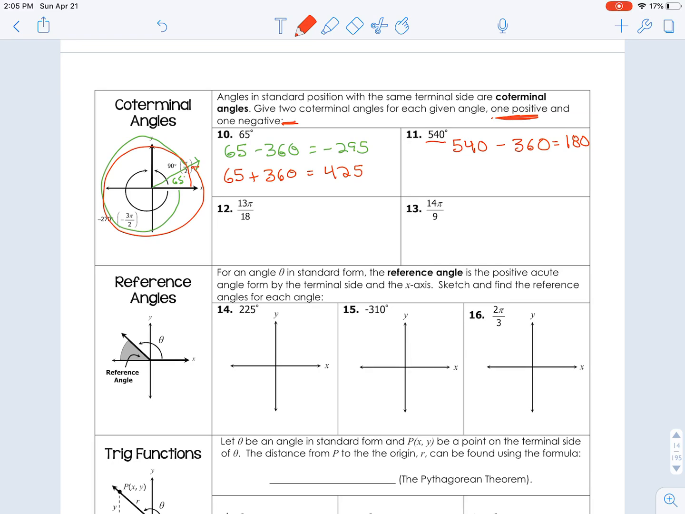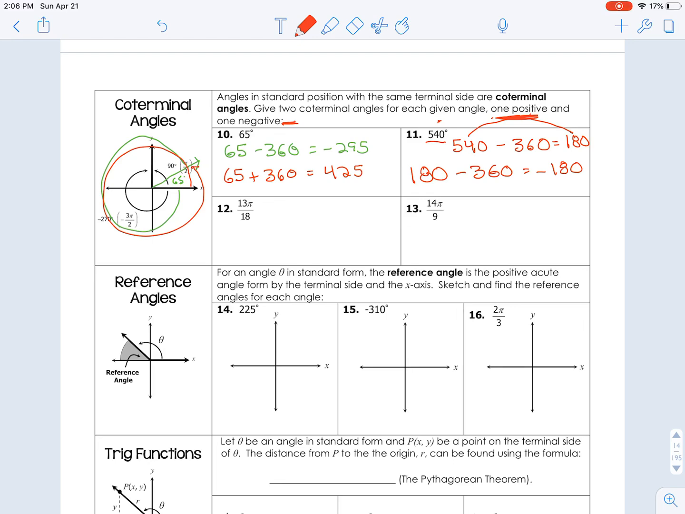So in order to get my negative one, knowing that these two are the same, what do you think I'm going to do? Well, I'm going to take 180 degrees, which is the same thing as 540 degrees, and take away 360, which is going to dip into the negative and give me negative 180 degrees. Okay, so that's how those ones are going to work. So when it's above 360, like this, and one has to be positive and one has to be negative, you have some kind of thinking to do.